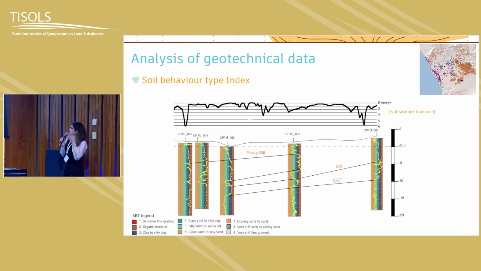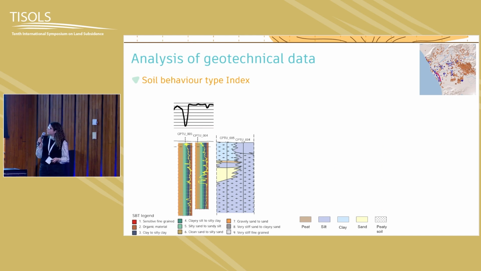The most interesting consideration comes from the analysis of the soil behavior type index that puts together the previous two parameters, and that is useful to understand the soil's behavior type based on the geotechnical characteristics of the soil. So this parameter tells us that even if we have layers that lithologically are the same, they have different geotechnical behavior. We can also see this here, where we can focus on just these two CPTU. We can see that they are almost the same with a lot of peaty soils.